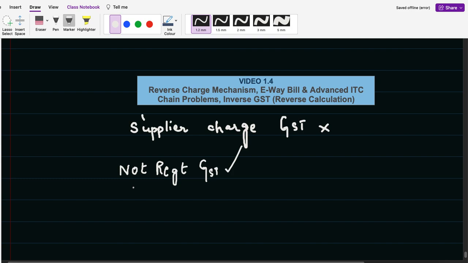Services, for example advocate, author, photographer, artist, all these people don't charge GST. They only take whatever value they have added, and they can't collect GST. So in those cases we have the reverse charge mechanism. Understood? Under the reverse charge mechanism, who will pay? The receiver will pay the GST to the government directly. Is this clear?